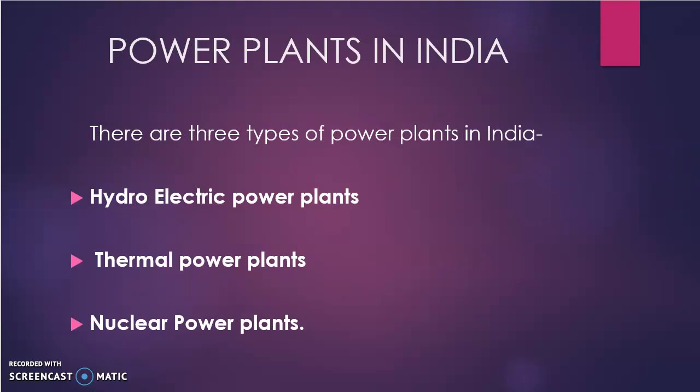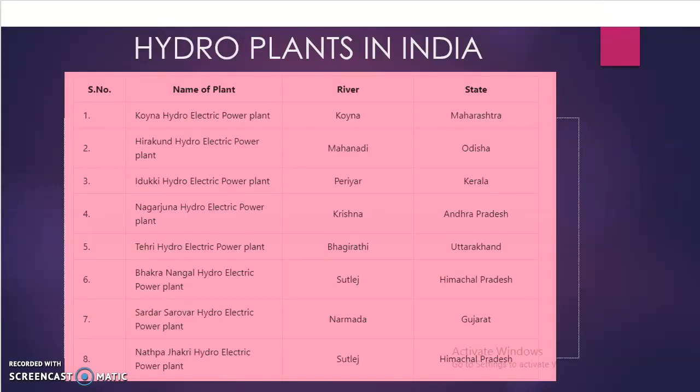Next, some of the power plants in India. In India, we mainly have hydroelectric power plants, thermal power plants and nuclear power plants. Here we can see some of the hydro plants in India. When you see water power, the initial cost is high, but the running cost is less, and it is the cleanest source. It is the simplest source and it is most reliable.